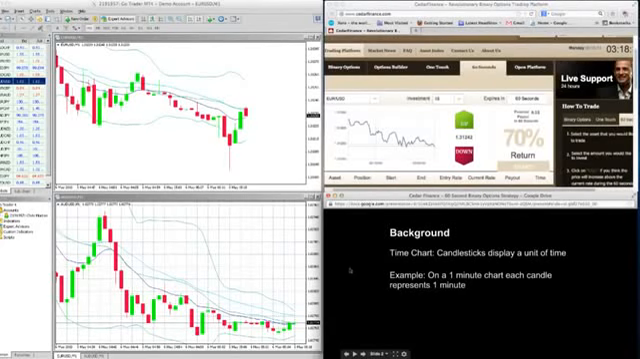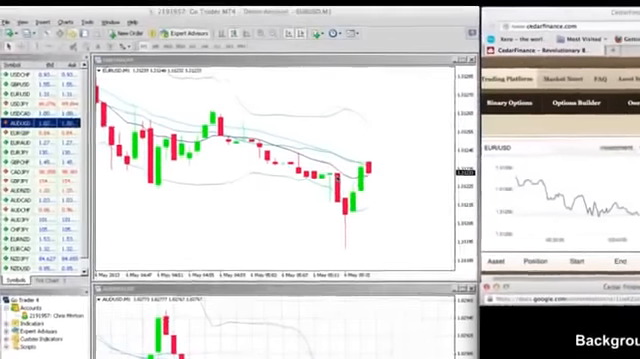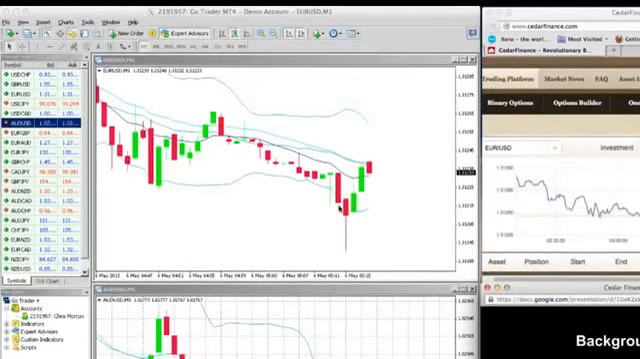Bit of background is you need to know the time chart. The candlesticks need to be displaying a unit of time, and in this particular one we're trading 60 seconds, so each candle on these time charts is representing 1 minute of time. The red being a bearish movement and the green being a bullish movement.